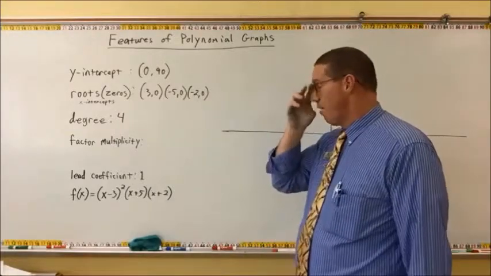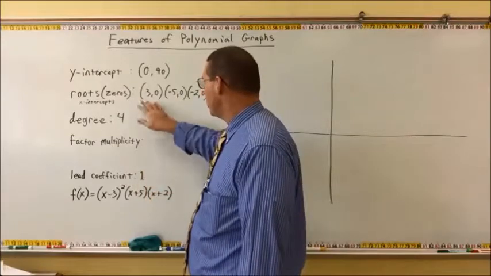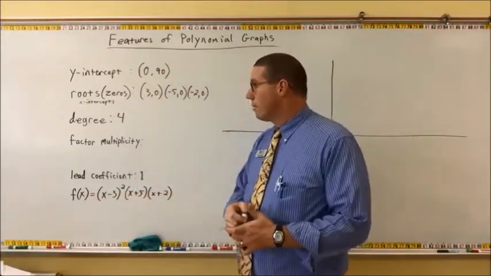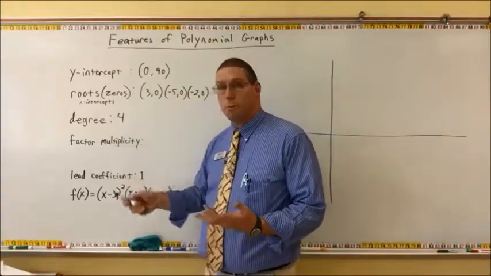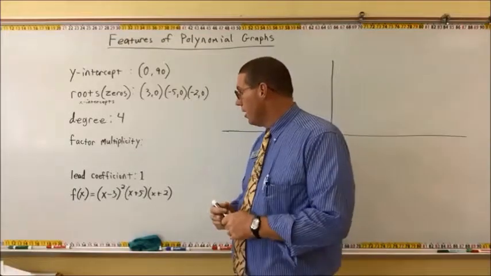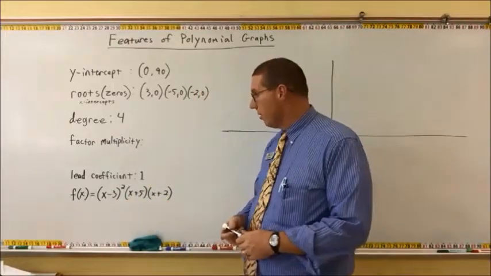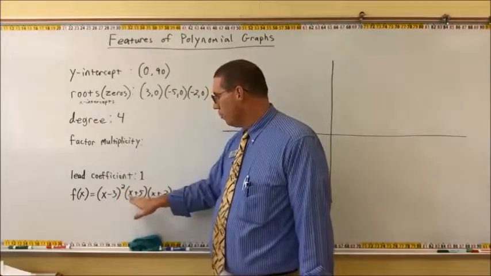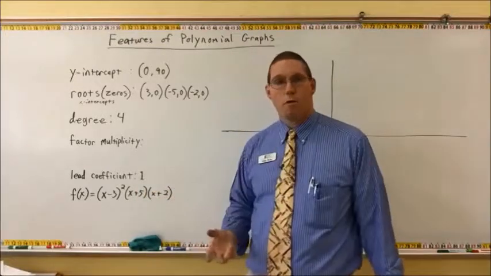So what I've done here is I've already gone as far as identifying the degree, identifying the lead coefficient, identifying the roots. I've already factored it out. I've identified the y-intercept. The only thing that I haven't done here is I haven't identified the factor multiplicity. And here's what I want to show you, is that if it's already in factored form, you can identify the multiplicity very easily. You can see that the multiplicity of x minus 3 is 2, the multiplicity of x plus 5 is 1, and the multiplicity of x plus 2 is also 1.